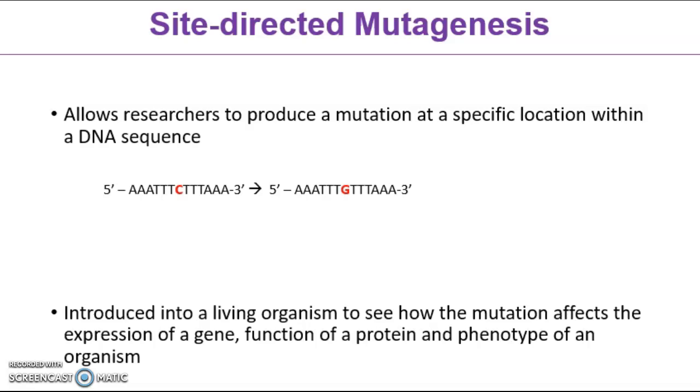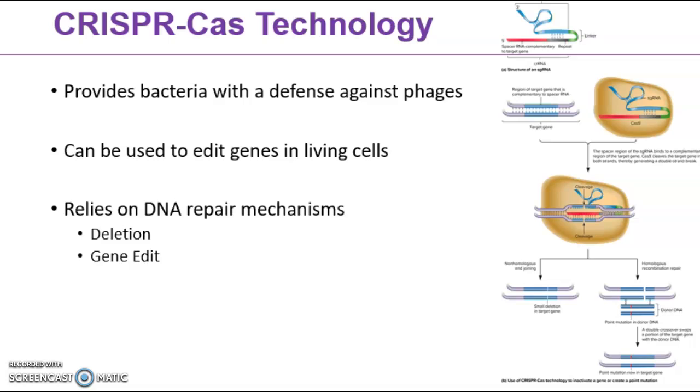Well, what happens if we can go in and put in mutations where we want them, right? So this is site-directed mutagenesis, and this allows us to then put in the mutation we want to see the effect that it has on a gene, on a protein, or on the organism. There's also a way to do it with CRISPR-Cas9 technology. So this started in bacteria, but now we do it to edit genes, and it relies on DNA repair mechanisms, and depending on the way it goes, it can insert a deletion, or it can gene edit. And this is what people are looking for to be able to correct those diseases like sickle cell, those monogenic mutations.